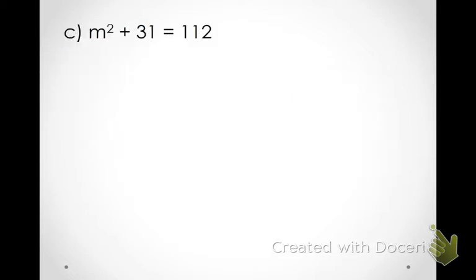All right, this is going to be the last problem of the day. m squared plus 31 equals 112. I want you guys to try to do it on your own. I am looking for the first person with the correct answer. All right, we got half of you definitely have the right answer.